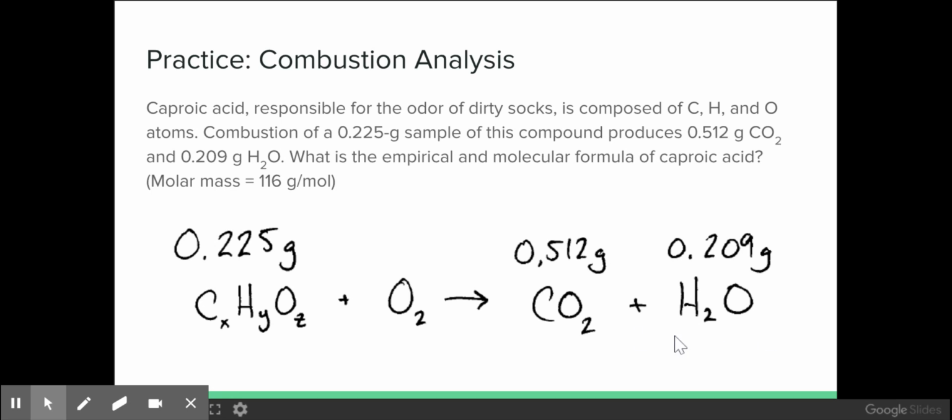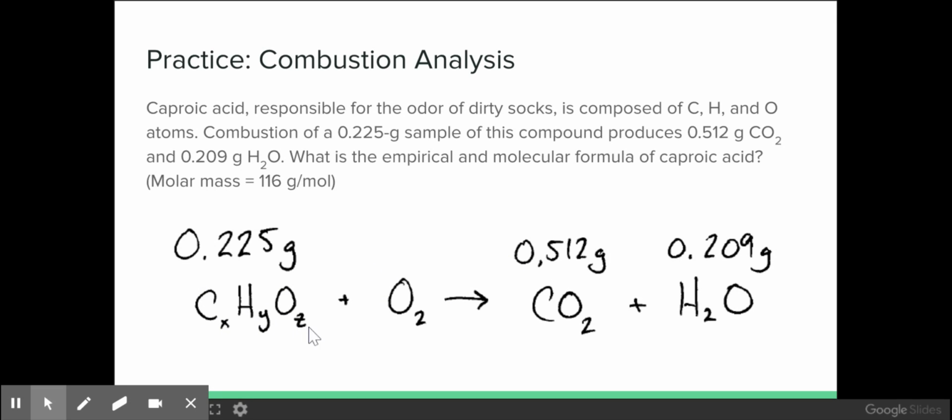The same assumption holds true for water. All of these atoms of hydrogen came from here. So if I can find the number of grams of hydrogen in this compound, I can assume that all those grams of hydrogen came from here. The tricky thing is the oxygen, because I have two sources of oxygen atoms on my reactant side. These oxygen atoms could have come from the oxygen in the air or from the compound.